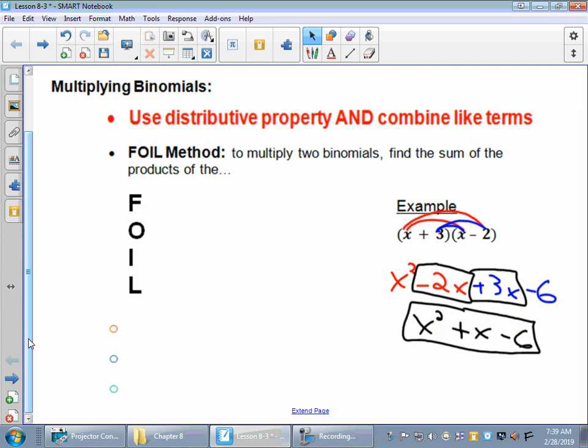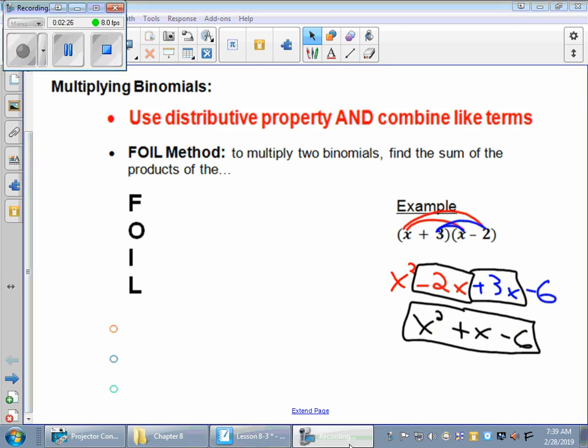Okay? What FOIL tells us is FOIL is just a little acronym to help us remember how to distribute. And we're going to use terms like distributive property. We're going to use the term FOIL. I might say distributive property. I might say FOIL. I might even say draw your imaginary lines, and that's just drawing these lines here. So let's talk more about FOIL then. FOIL is just kind of a little acronym to help you remember how to distribute.